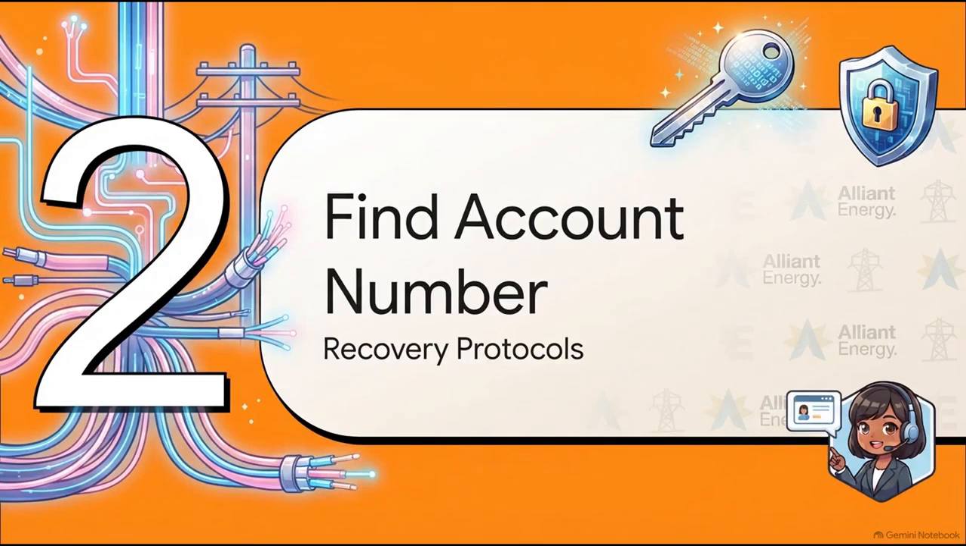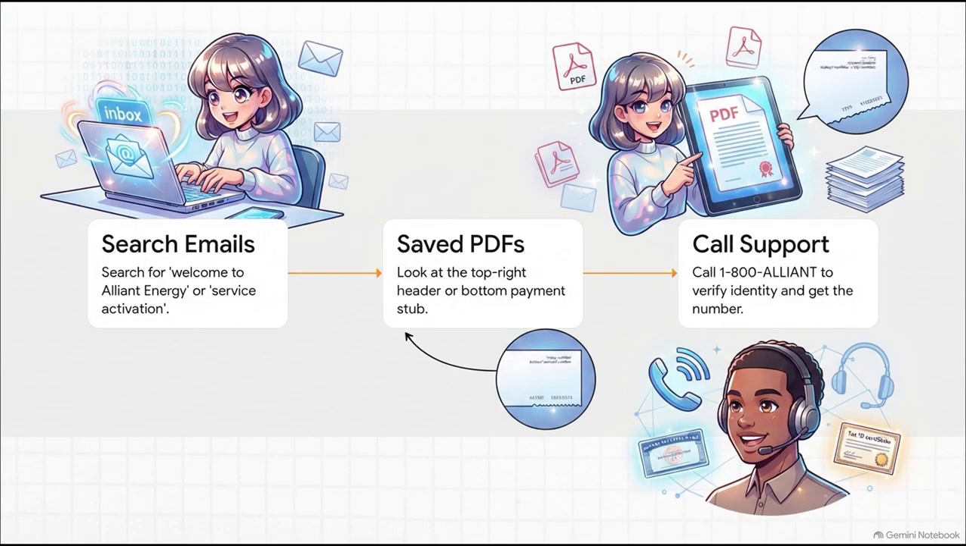Moving right along, Section 2, Find Your Account Number. I totally get it. Hitting a brick wall right at the login screen when you literally just want to pay your bill is incredibly frustrating. So here is your step-by-step recovery protocol. Step 1. Search your email archives. When your service was first set up, the system automatically generated an email. So search your inbox for terms like Welcome to Alliant Energy or Service Activation. Your 10-digit number will usually be sitting right there in that very first message.